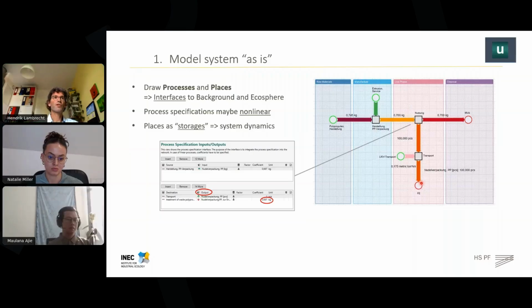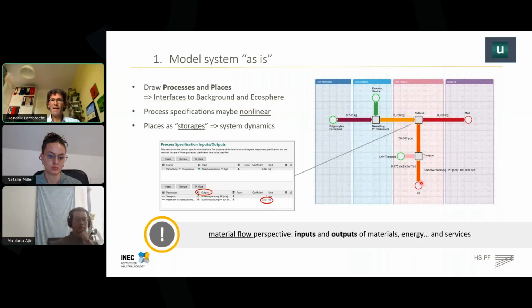But to mention this, the model can be more complex. We can use nonlinear specifications of processes. I haven't any nonlinear specification in this example, but you can do this. Or you can also have places which act as storages, where you can have differences in stocks, which might be useful if you are modeling real production systems. So not directly heading towards LCA, but starting by modeling a production system.